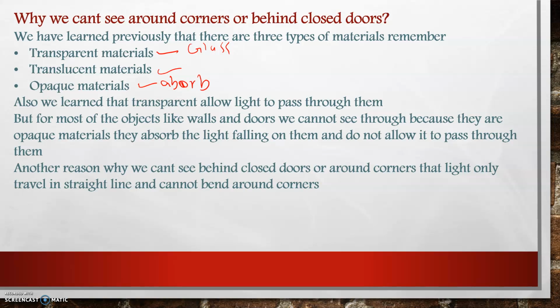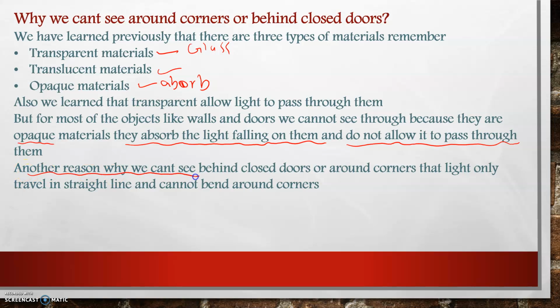Okay, so back to the question, we cannot see behind closed doors. One, because doors are opaque materials. Opaque materials absorb the light falling on them and do not allow the light to pass through them, and that's why we cannot see. So we cannot see behind closed doors because closed doors are opaque, and they absorb all the light that falls on them. So no light passes through, so you cannot see what's behind them.